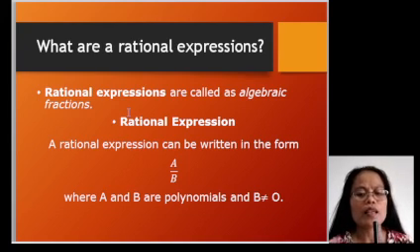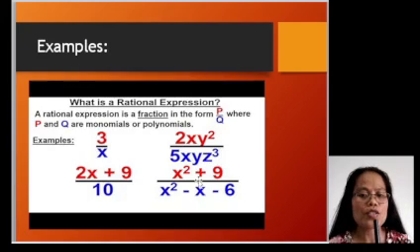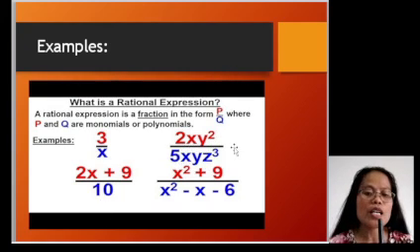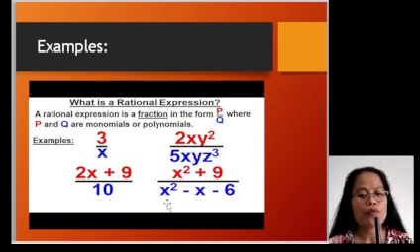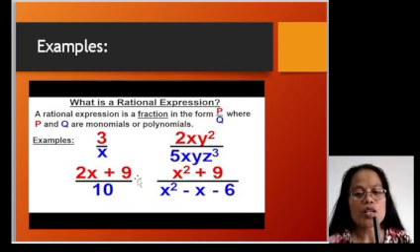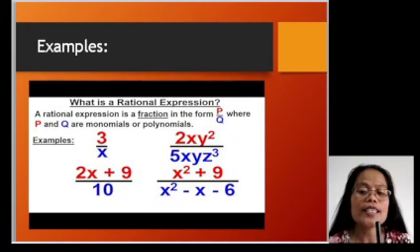Why is it that b, or the denominator, should not be equal to 0? Because it will be undefined. Okay, examples of rational expressions: 3 over x, 2x plus 9 over 10, 2xy squared over 5xyz cubed, x squared plus 9 over x squared minus x minus 6. So these are examples of rational expressions, a combination of numbers and letters.